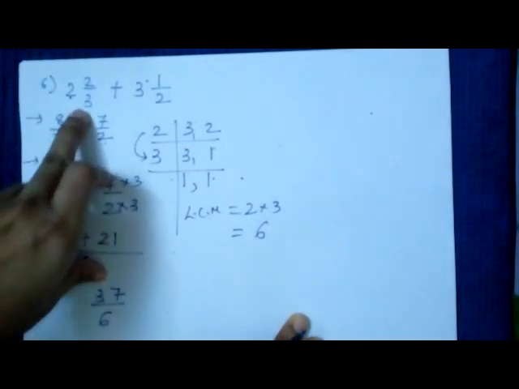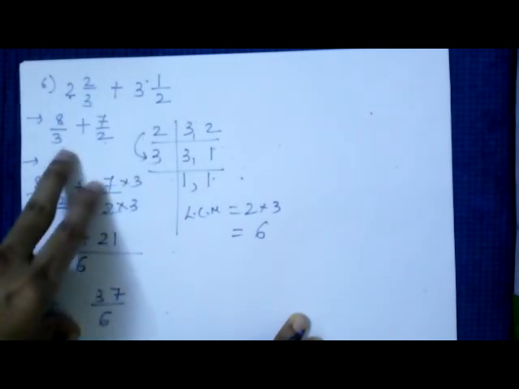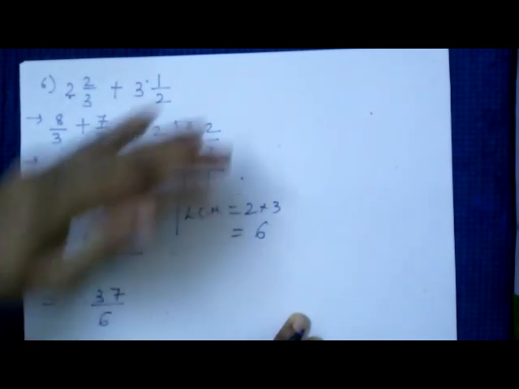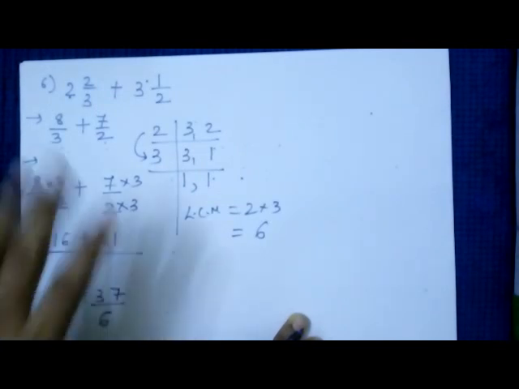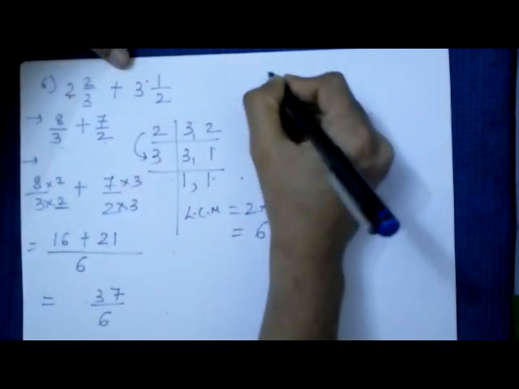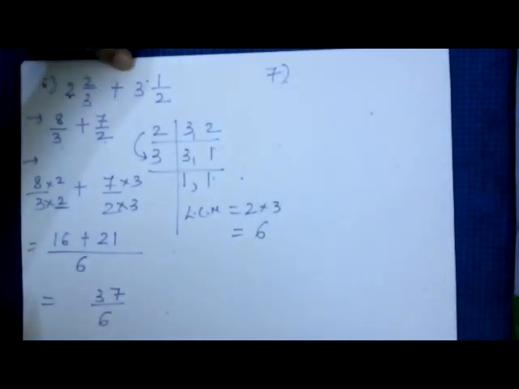So if a mixed fraction is given, you need to first convert it this way and then the procedure is the same: LCM, making the denominator the same, and then adding. So I hope the sixth one is clear to you. Now the seventh one.